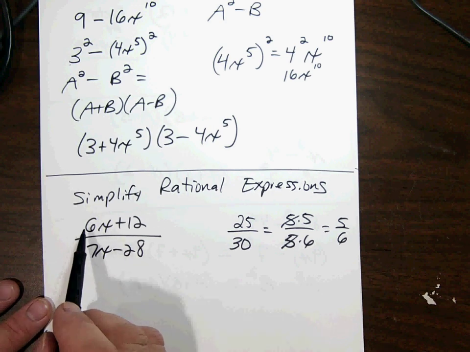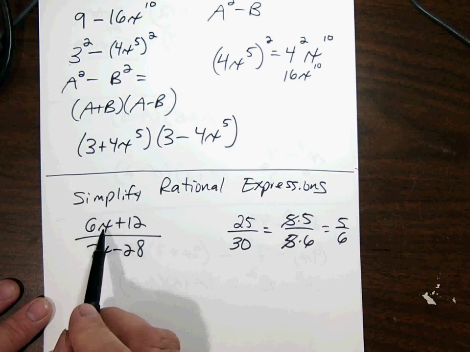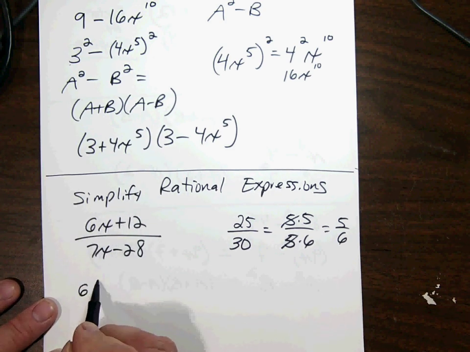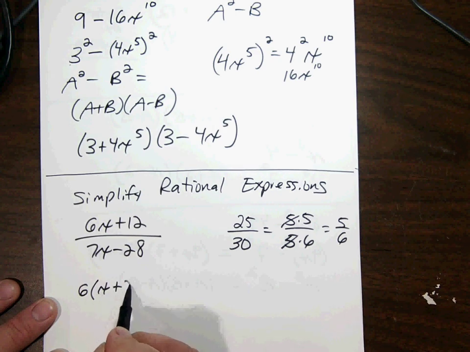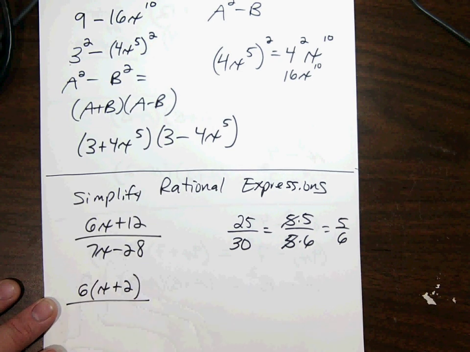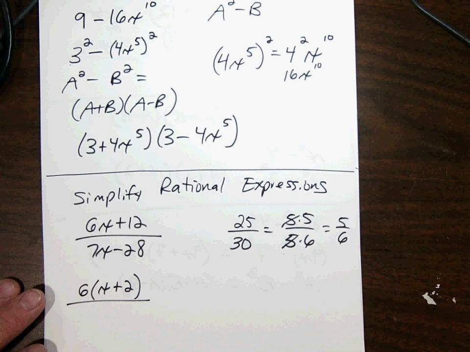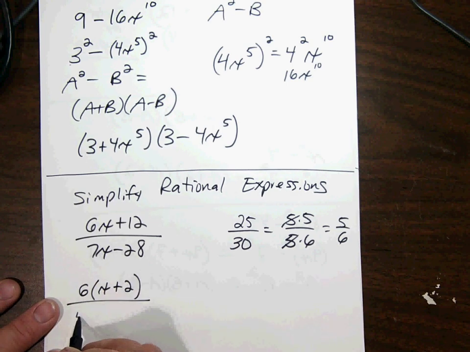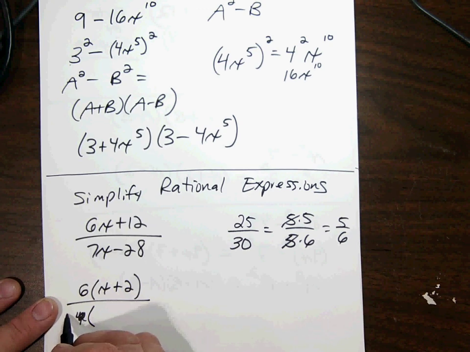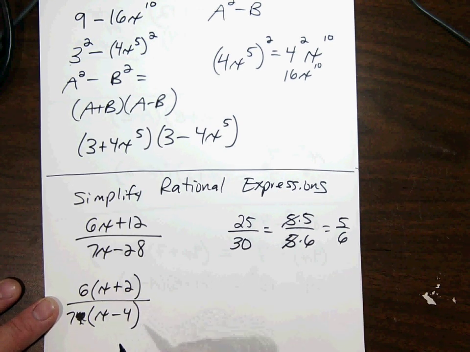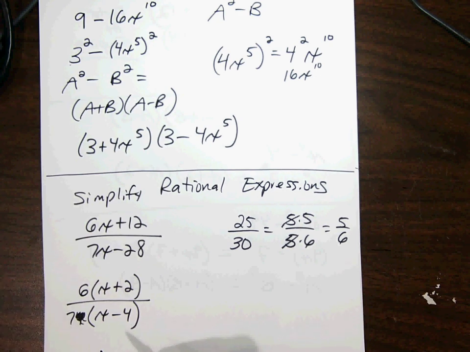Let's do that here. What can I factor out of this numerator? I can factor out a 6, can't I? And I'll be left with an x plus 2. What can I factor out of that denominator? I can factor out a 4. Not a 4, wait a minute, I can factor out a 7. This one's not very interesting at all. Nothing's even going to cancel. What a dumb example this is.